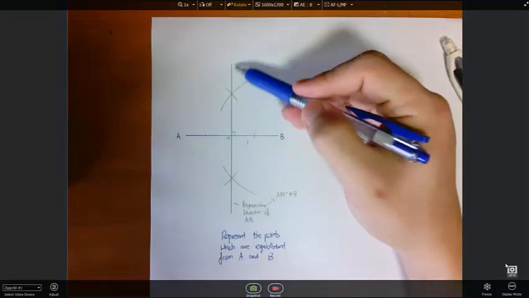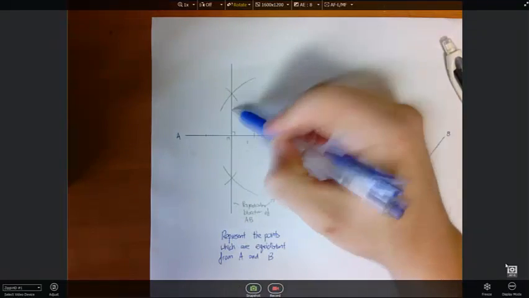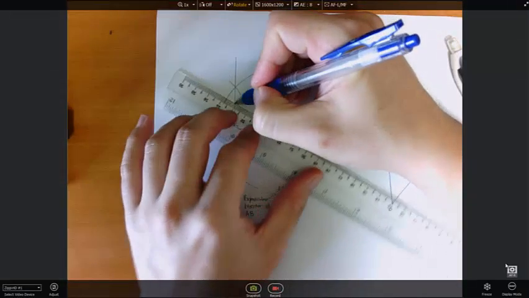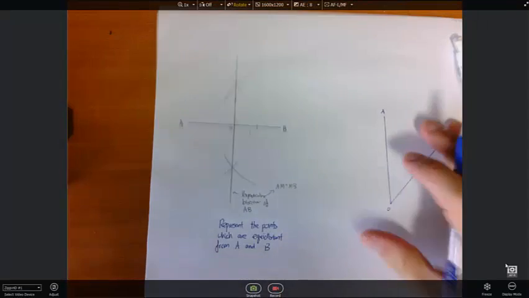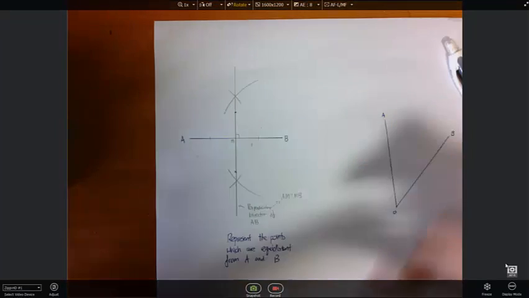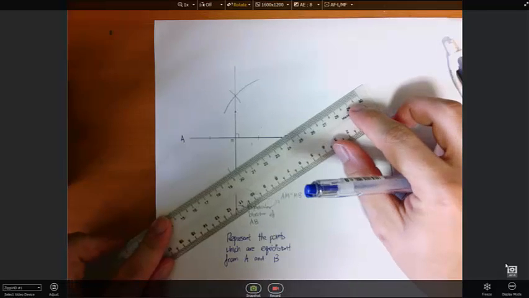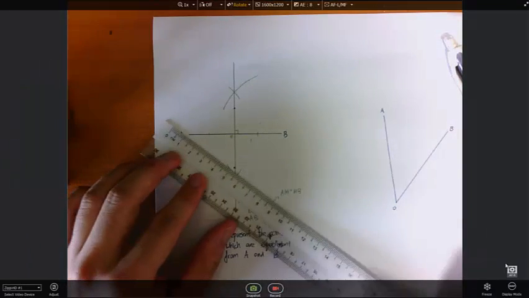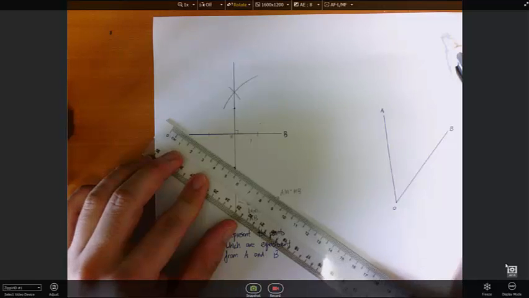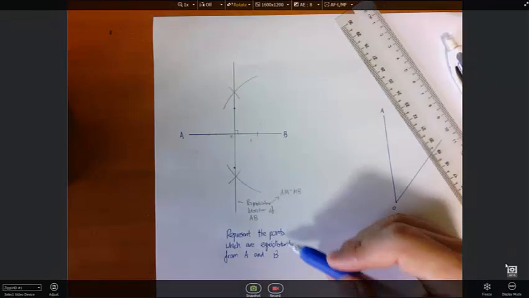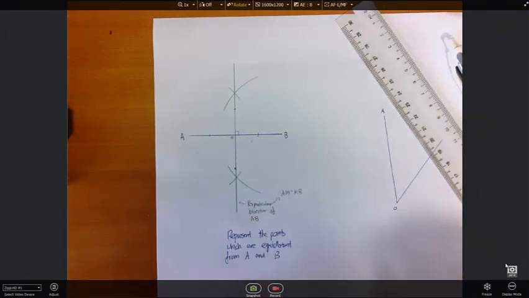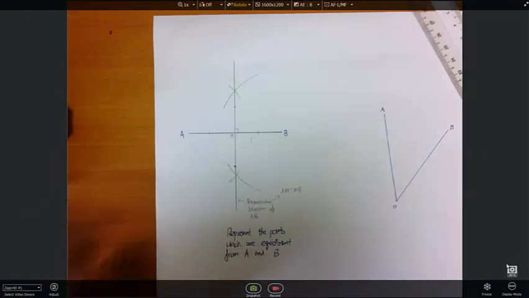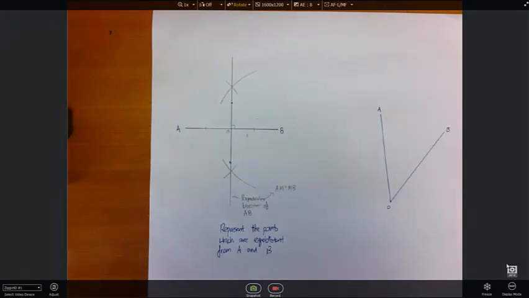You pick any point on this line, then you measure from here to B, from here to A. You'll find that the distance is the same. You pick a point here, the distance from here to B and the distance from this point to A will be the same. That's why these are all the points which are equidistant, same distance from A and B. And that's it for the perpendicular bisector.